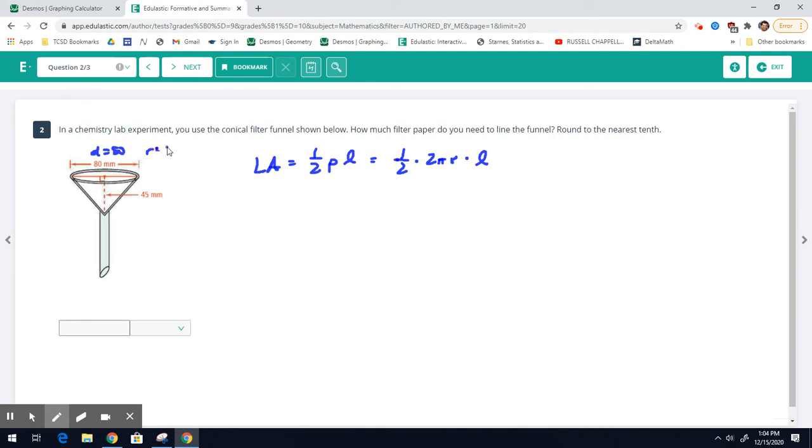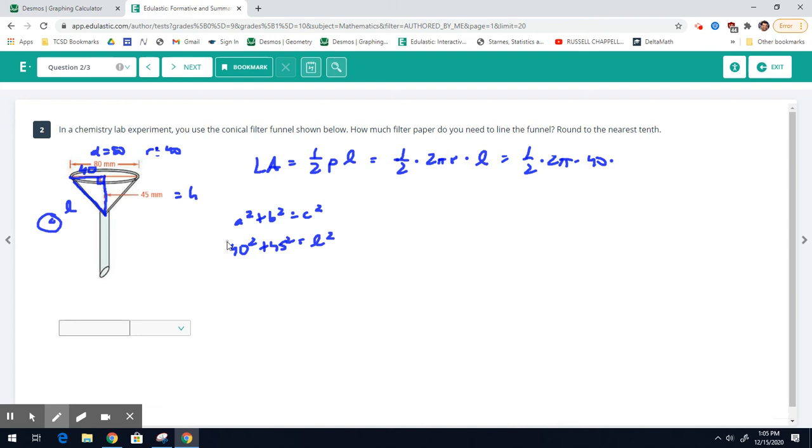So in this picture, 80 is the diameter. To find the radius, take half of that. So half of 80 is 40. So I'm going to do 1/2 times 2 pi times 40. And now the dreaded slant height. Again, this 45 is the height. So we can use this right triangle here to find the slant height L. The diameter is 80, so the radius is 40. That's that part of the triangle to use in Pythagorean Theorem. And L is your C. A squared plus B squared equals C squared. I'll do 40 squared plus 45 squared equals L squared.